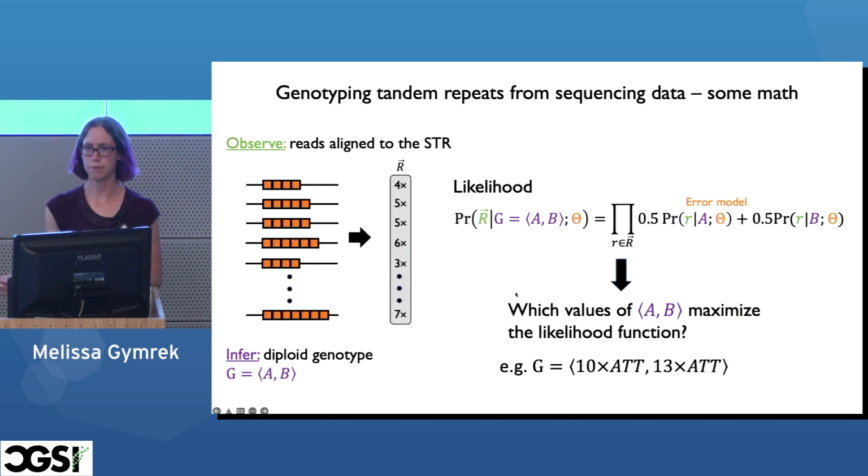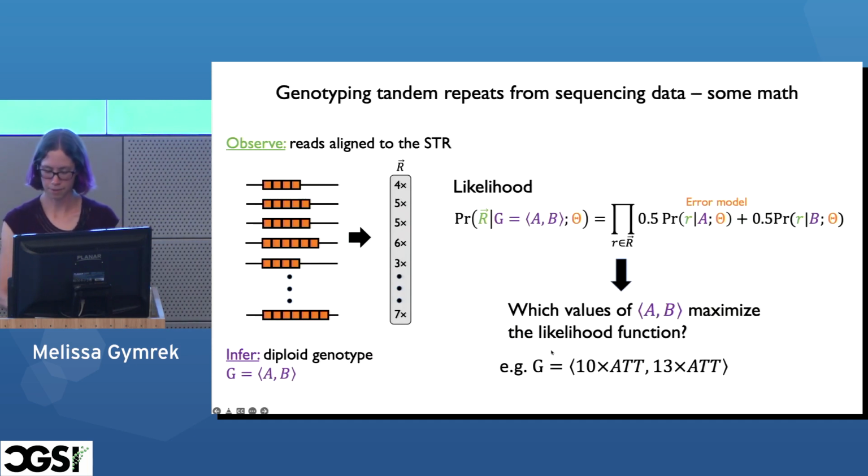In the case in the previous slide, we might have inferred that that sample was diploid for 10 copies and 13 copies of that repeat.